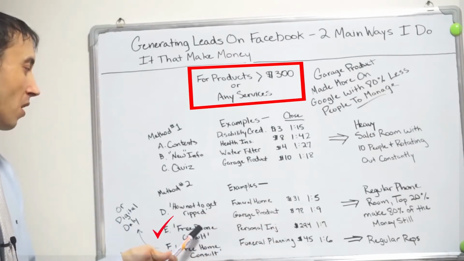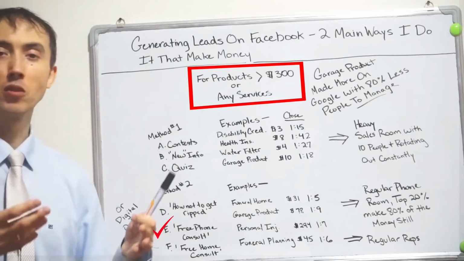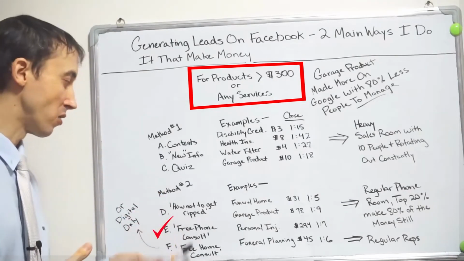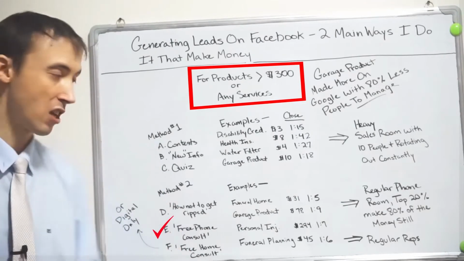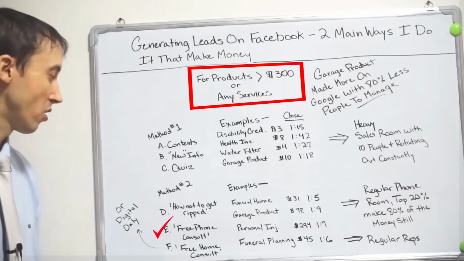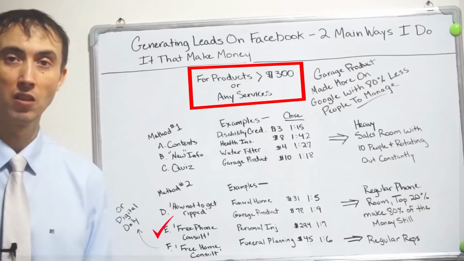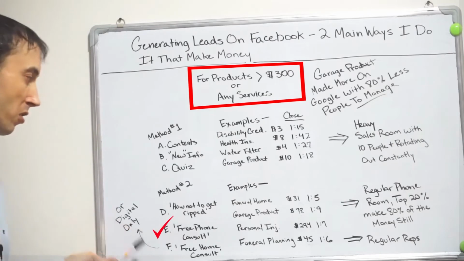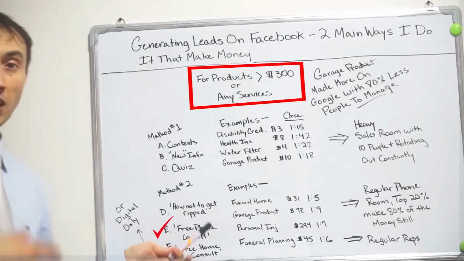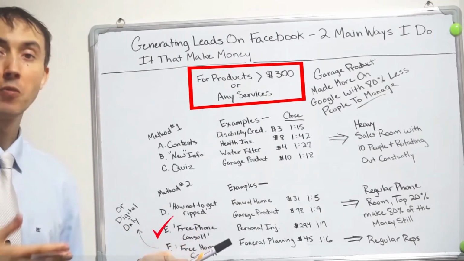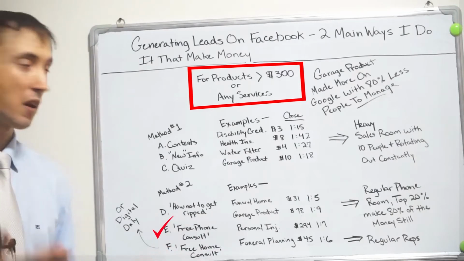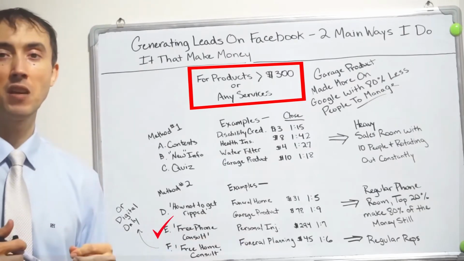But the other way to go about doing this in general is you offer a free consultation. It could be a phone consultation, an in-home consultation, or a digital consultation, which I'll explain in a moment. A campaign where a free phone consultation worked well was in the personal injury space.